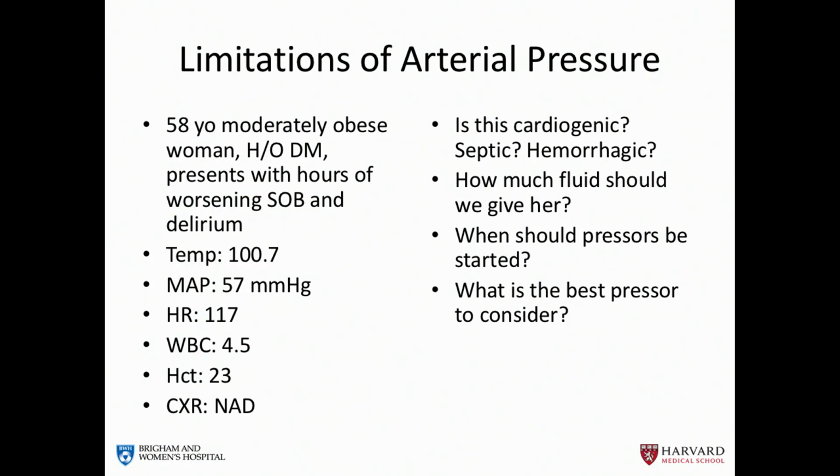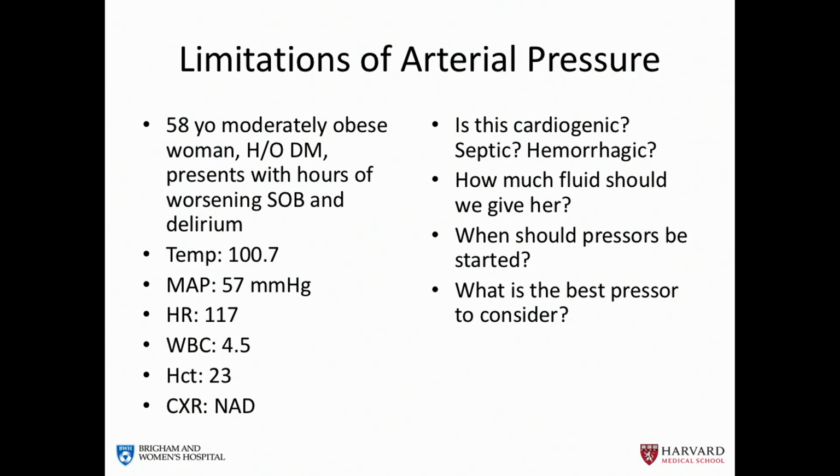Now, there are significant limitations to following arterial pressure. And again, this gets to thinking about these numbers in relation to the patient. Here's an example of a 58-year-old moderately obese woman who has a history of diabetes, who presents with hours of worsening shortness of breath and delirium. All we know is that she has a mild increase in temperature, her mean arterial pressure is low at 57 millimeters of mercury, she's somewhat tachycardic at 117, white count is normal, hematocrit is low, and chest x-ray is clear. Just following mean arterial pressure has significant limitations.